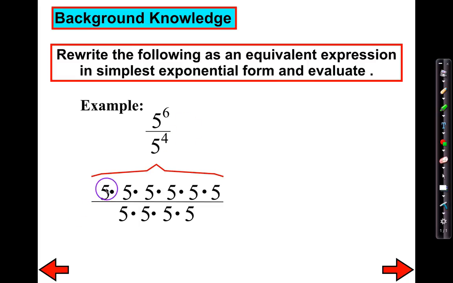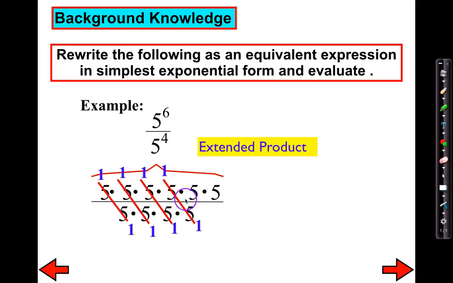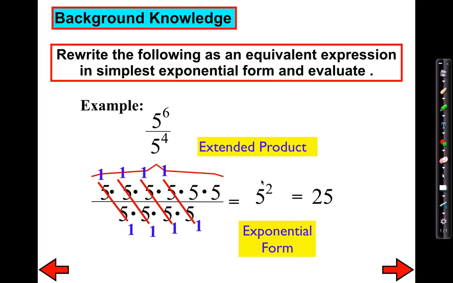So here I can go ahead and reduce each numerator and denominator by 5 until I can't any further. And then you would go ahead and give your final answer. In this case, I'm left with 2 5s in the numerator, so that would be 5 squared. Which, if I was asked to evaluate, which it does say here, you would go ahead and multiply. 5 times 5 is 25.